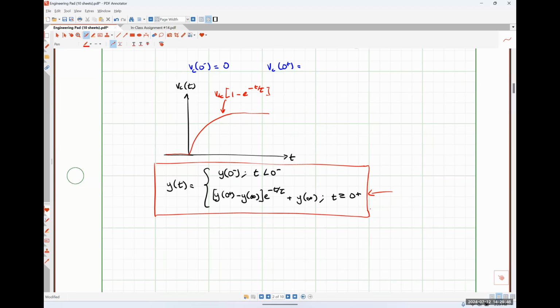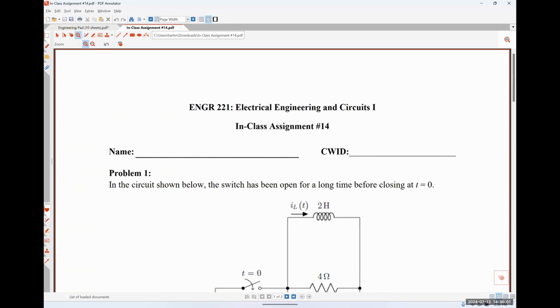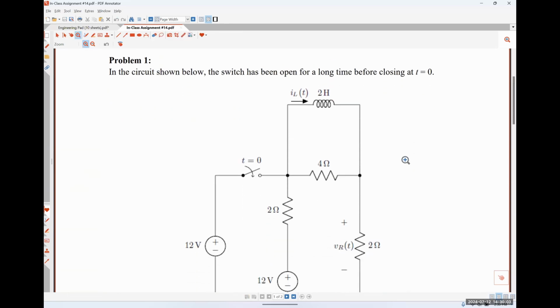So I've hit you guys with a lot of stuff here. Let's work a couple of example problems in the form of the in-class assignment to kind of sort it out, okay? And if you have any questions about anything, I'd be more than happy to answer them.